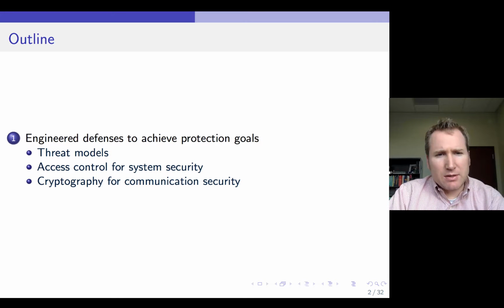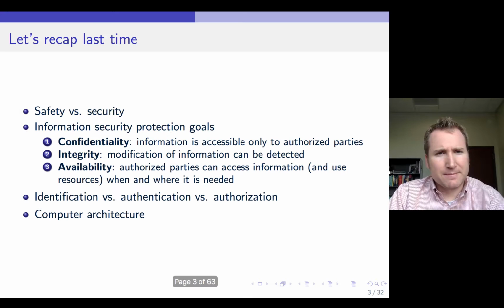So here's an outline of the overall plan. We'll talk about threat models and what those mean. Access control systems for operating system security, and in the next video we'll talk about cryptography.